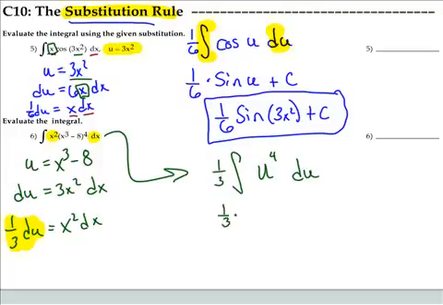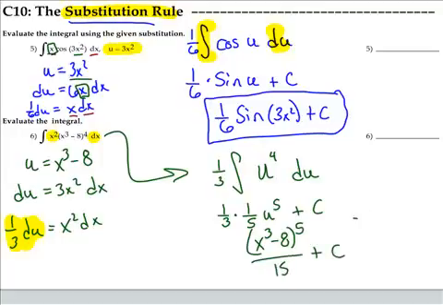The antiderivative of u to the 4th should be 1/5 u to the 5th, right? Add 1 to the power, divide by the new power, and then we got plus c. The x cubed minus 8 goes back in for the u. We just unsubstitute or follow that pattern around. So I get x cubed minus 8 all to the 5th power, and then divided by 3 times 5 is 15, and then plus c. There's my final answer for number 6.